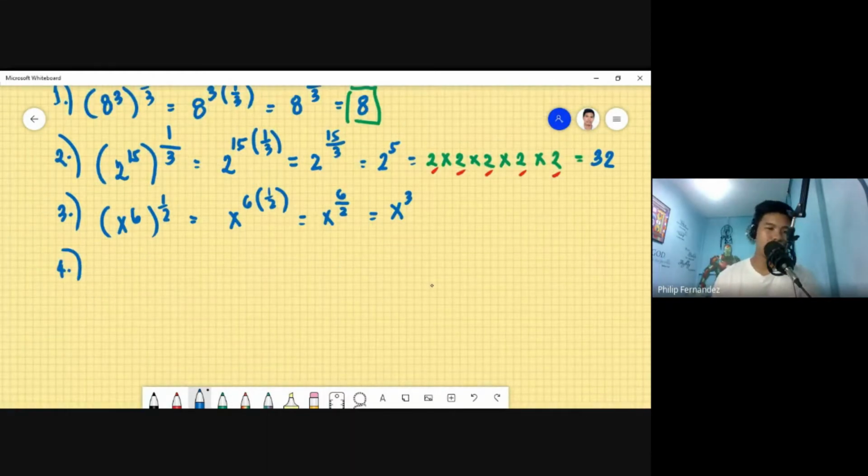Example number 4. So we have x to the 5th, y to the 10th, raised to the 1/5 power.